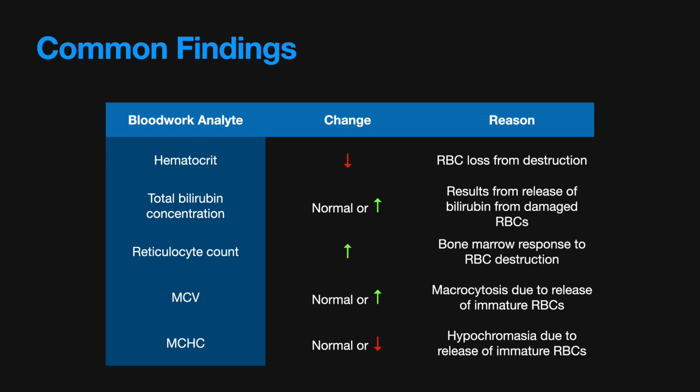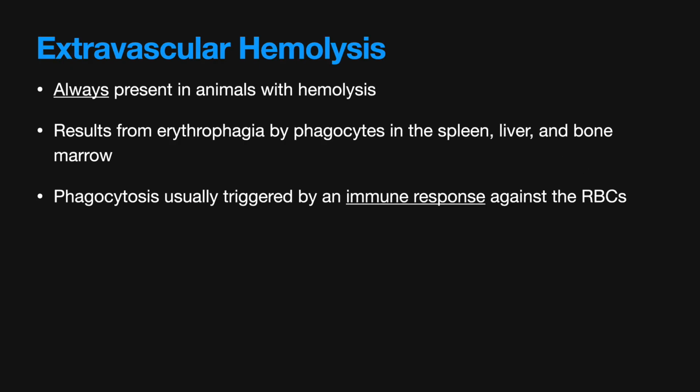On blood work, you will typically see a low hematocrit due to the red blood cell destruction. Often you will see an elevated total bilirubin due to release of bilirubin from those damaged red blood cells. You will also see an elevated reticulocyte count indicating regeneration. Finally, you may see macrocytosis and hypochromasia. These changes occur due to the release of immature red blood cells, which are bigger and have less hemoglobin than their mature counterparts.